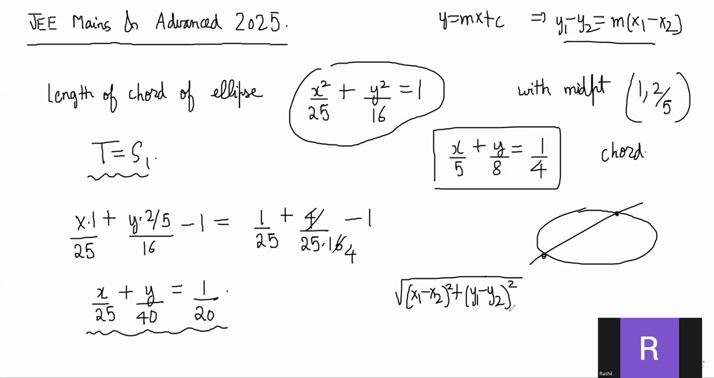So y1 minus y2 square will be m square x1 minus x2 square. So this is going to be root over 1 plus m square mod of x1 minus x2. Mod of x1 minus x2 is not difficult. We'll know the slope already. We are not going to find x1, x2. We are going to find the equation involving x's, and know x1 plus x2 and x1 x2.